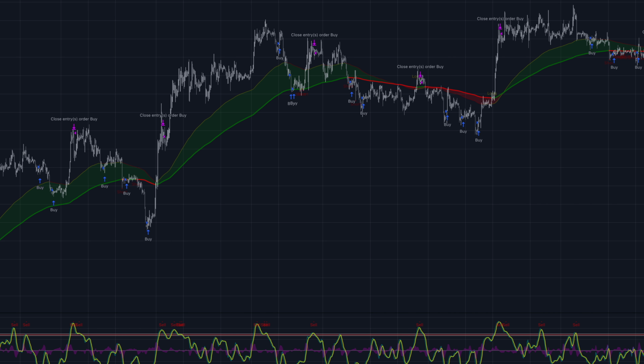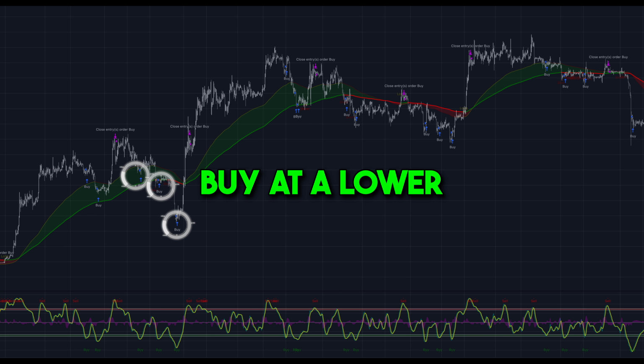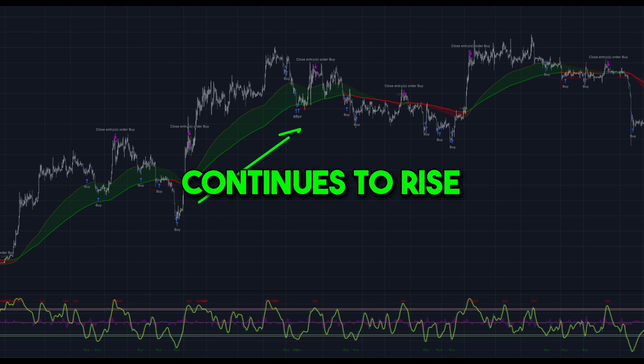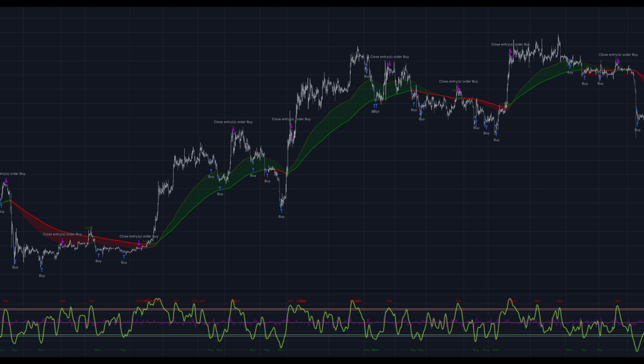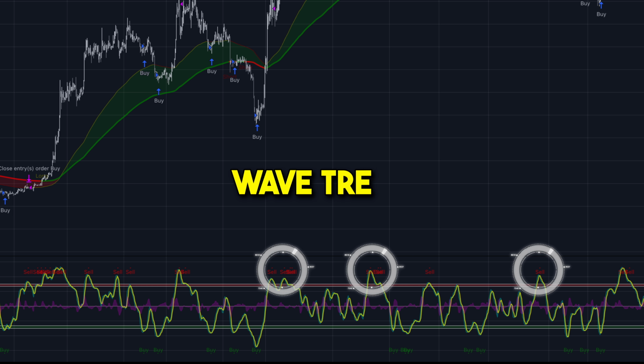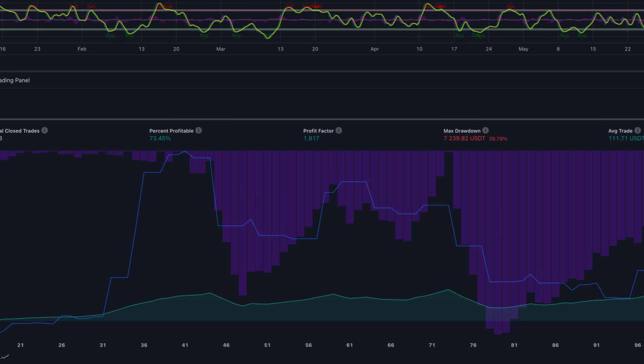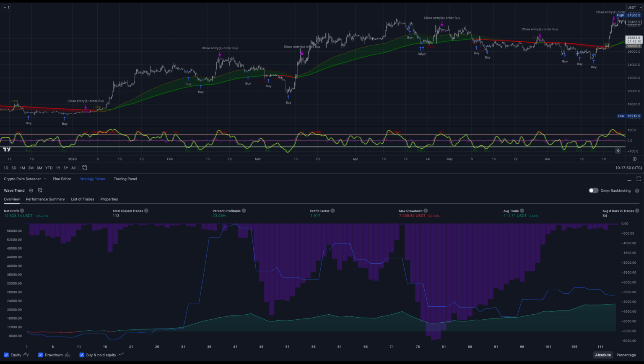You see how powerful it is? The ribbon is still green, which means the price is still trending, and you're getting a few more opportunities to buy at a lower price before the price continues to rise. When it comes to exiting your position, the indicator will trigger a sell signal when there's a first crossover in the wave trend above the overbought area. The backtester's results are calculated based on this criterion.